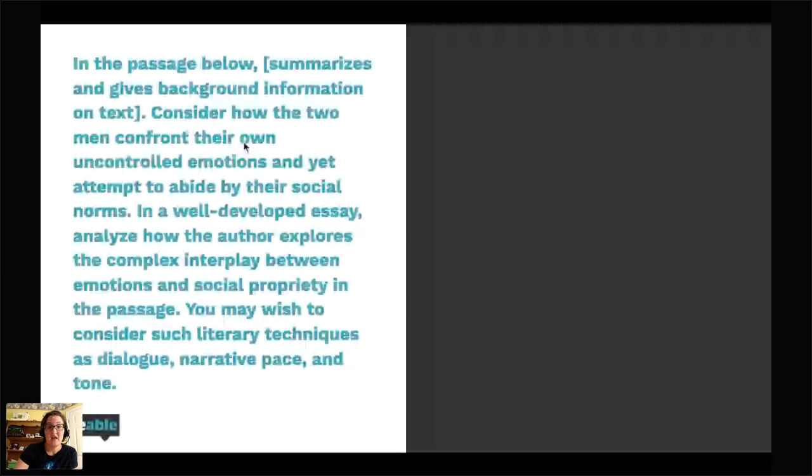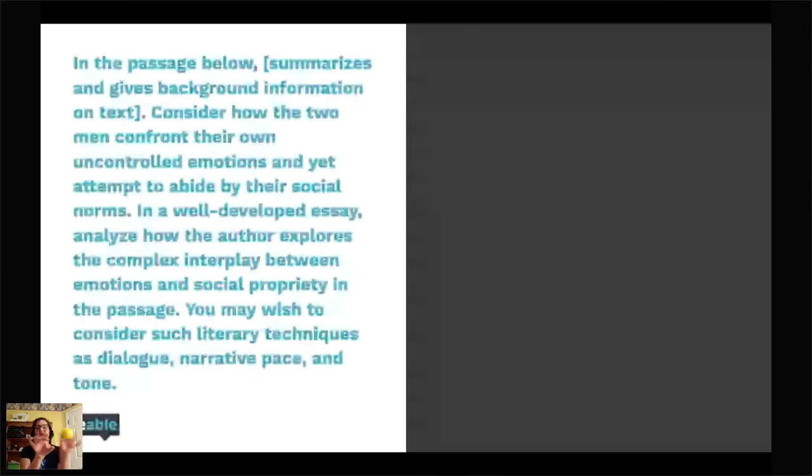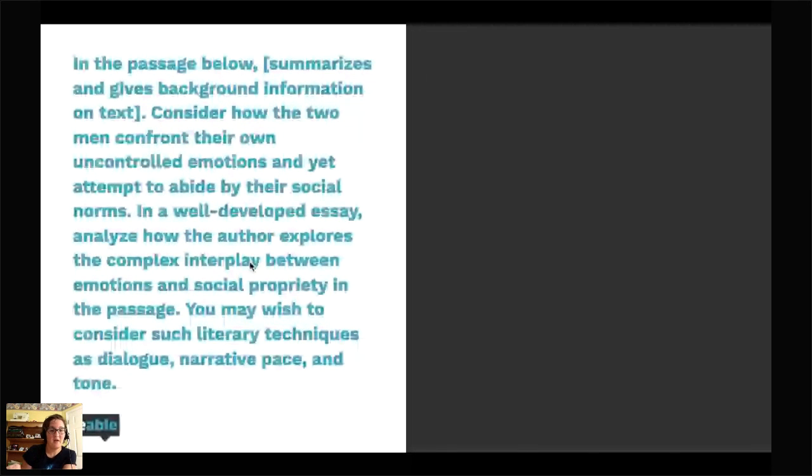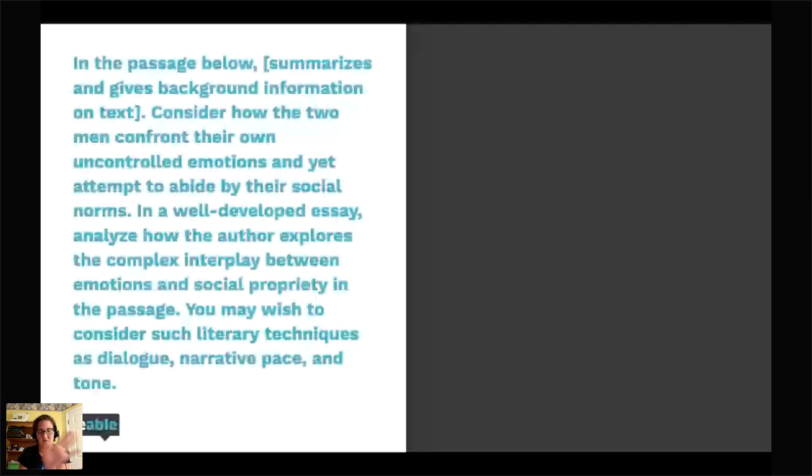Okay, so this is a Q2. So the question is, in the passage below, and this is the text. I paraphrased this because I didn't give the background information, since I'm not giving you the text, so you don't need to know that. So it gives you some summary. Consider how the two men confront their uncontrolled emotions and yet attempt to abide by their social norms. In a well-developed essay, analyze how the author explores the complex interplay between emotions and social propriety in the passage. You may wish to consider, blah, blah, blah. So only looking at that middle part, the consider and the well-developed essay.